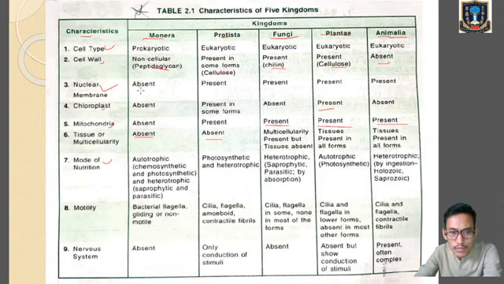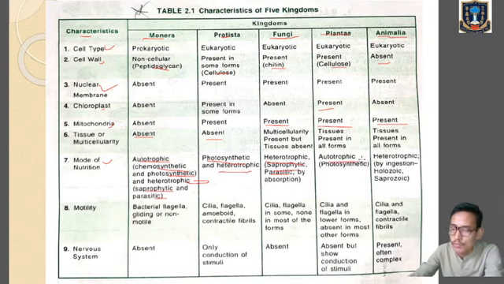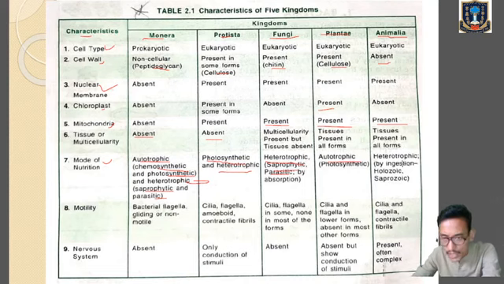Mode of nutrition: Monera are autotrophic, chemosynthetic and photosynthetic, or heterotrophic, saprophytic and parasitic. Protista are photosynthetic and heterotrophic. Fungi are heterotrophic, saprophytic and parasitic, by absorption. Plantae are totally autotrophic, and sometimes you will find partial parasites and full parasites also. Animalia are heterotrophic, they ingest the food particles, so it is holozoic.